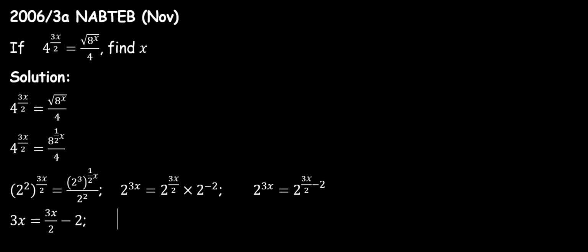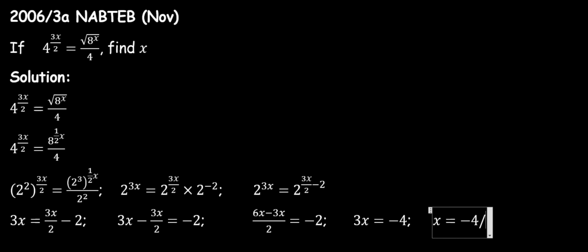Yes, we collect like terms together, and that will be 3x minus 3x over 2 will be equals to minus 2. Solving the left hand side, we now have 6x minus 3x over 2 will be equals to minus 2. Then we can conveniently cross multiply now. We now have 3x because the result of 6x minus 3x will give you 3x. And that will be equals to minus 4. We just cross multiply 2 times minus 2 will give you minus 4. Thus, x will be equals to minus 4 over 3.